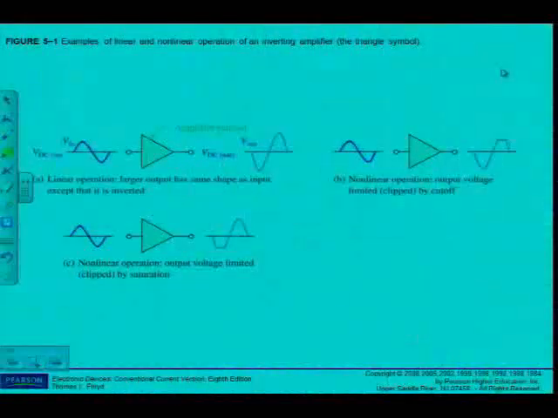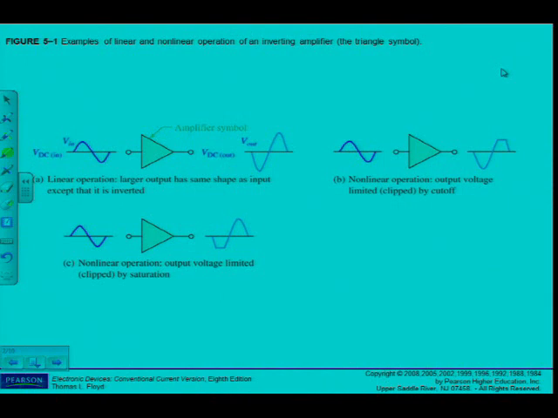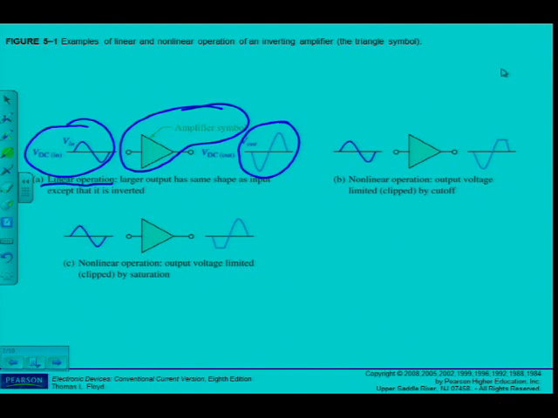Anyway, if we go and have a look at figure 5.1, here are some examples of what we are talking about at this stage. Firstly, linear operation. That is what we want. So there's my input signal. This is just the amplifier symbol, which you will get familiar with at a later stage as well. And I can see my output signal is an amplified replica of the input signal, though it is 180 degrees out of phase.